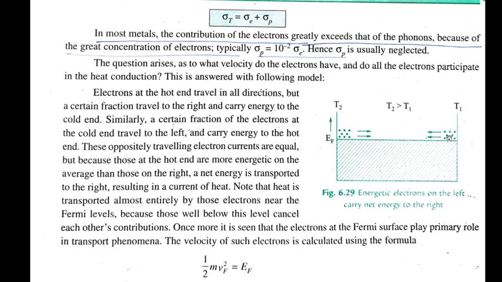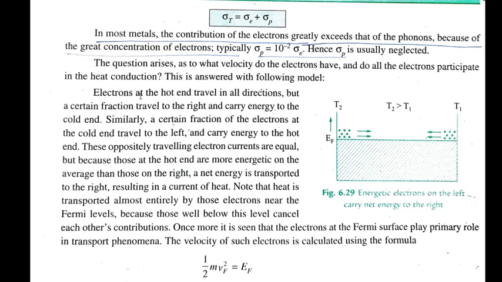they are doing random motion, but there is a little net flow in the direction towards the cool end. Similarly, here also there is some net flow in the direction of the hotter one, but the amount of heat from hotter to cooler is a little higher compared to cooler to hotter, and therefore a net flow takes place from T2 to T1, or from the hotter end to the cooler end.